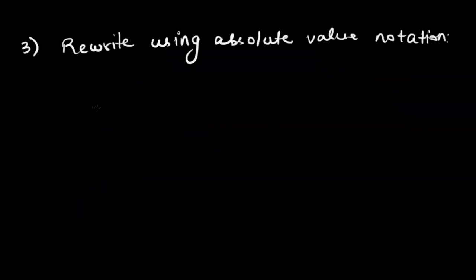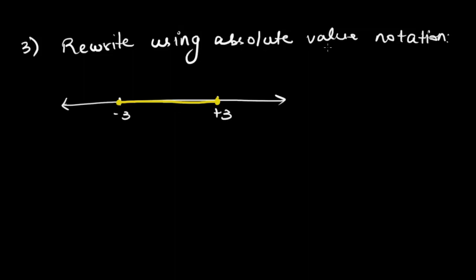If we have to rewrite this number line using absolute value notation, we know absolute function only takes the positive part. So from 0 to positive 3, including positive 3, because this is a solid circle, we would write down x absolute is less than or equal to 3. And this is how we change a given number line to absolute function form.